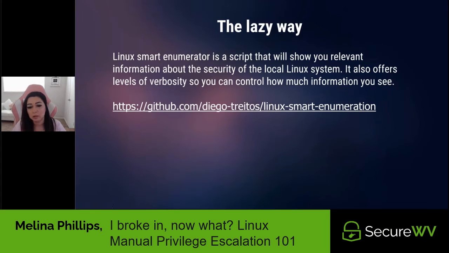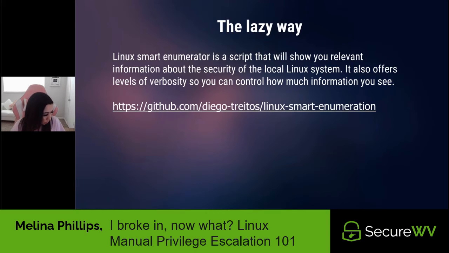Ooh, the lazy way. Linux Smart Enumerator is a script that will show you relevant information about the security of the local Linux system, and it also offers levels of verbosity so you can control how much information you see. You don't want it to start spitting random information. You want to really understand what is going on. What is the point of me looking at the files that I can write and all the existing users, if it doesn't mean anything to me, if I'm not able to understand what I'm supposed to do with them?